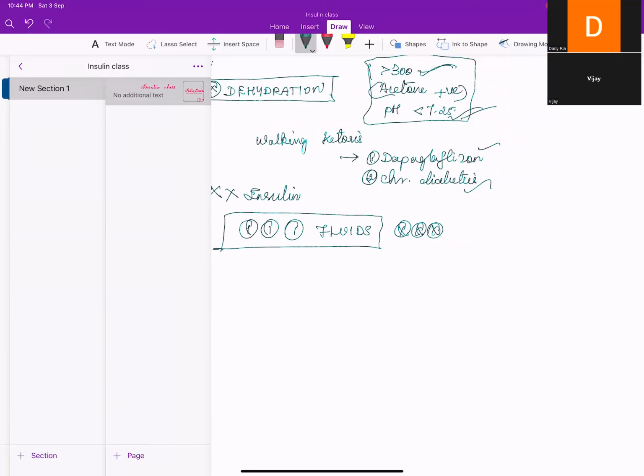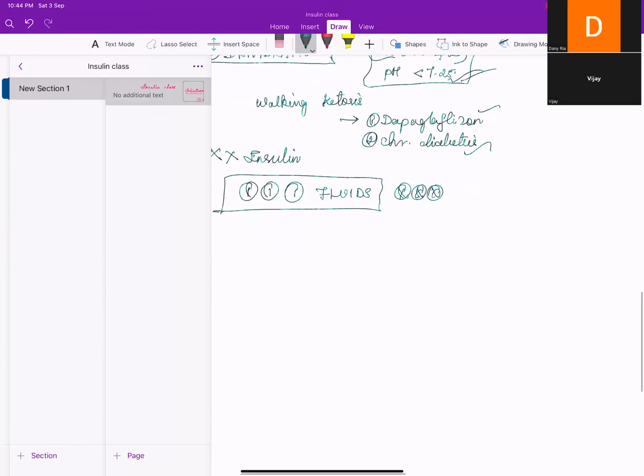Remember, high sugar is not going to kill the patient. It is the altered metabolism, it's the dehydration which is going to kill the patient. So never forget this fluid thing. The fluid of choice will be RL or normal saline. Normal saline will be the fluid of choice.